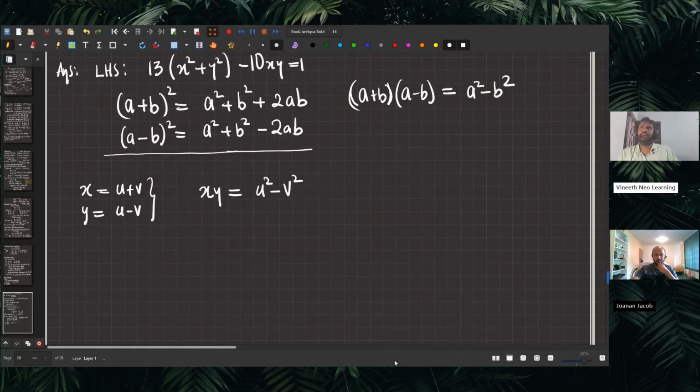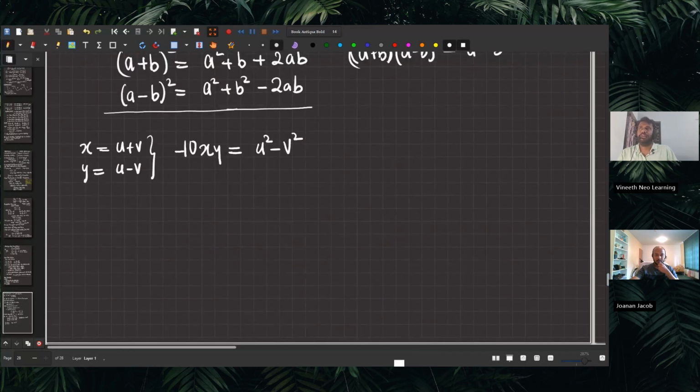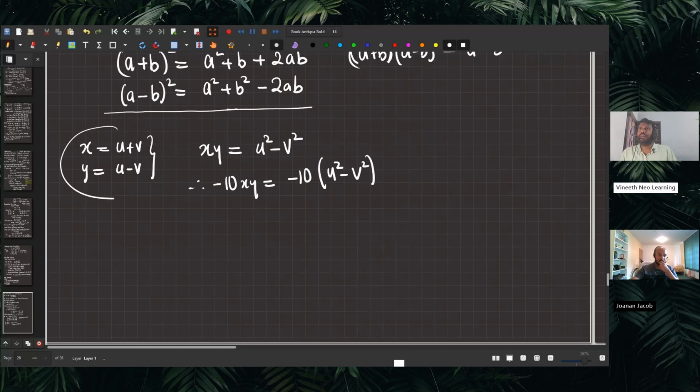So what's the term here? Minus 10xy, right? Therefore minus 10xy will be minus 10 times u squared minus v squared. Also, from these two equations, we can find x squared and y squared. x squared plus y squared will be u plus v whole squared plus u minus v whole squared.